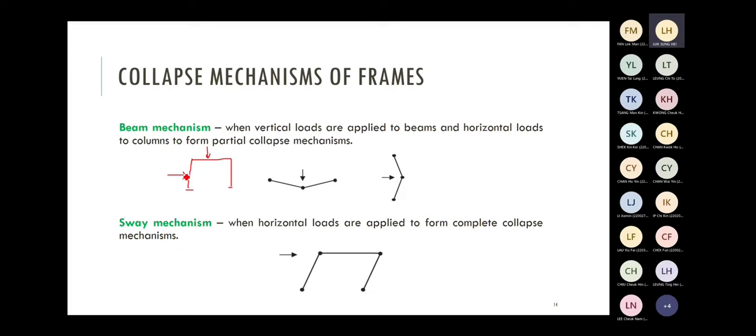then you will probably see this kind of local failure mechanism. The beam fails locally with the formation of 3 plastic hinges. We have seen this mechanism many times in this lecture. Normally, if you have this kind of arrangement, 3 hinges, then it becomes unstable. This may also occur in a column if you have a horizontal force acting at the middle. In general, this mechanism we call the beam mechanism.